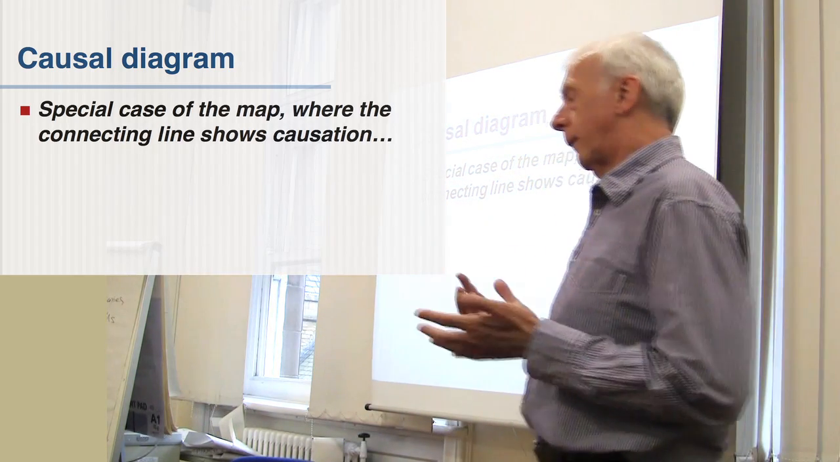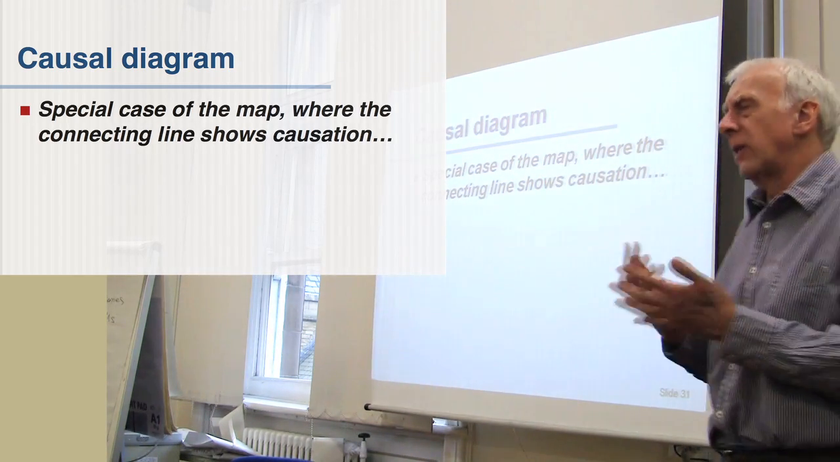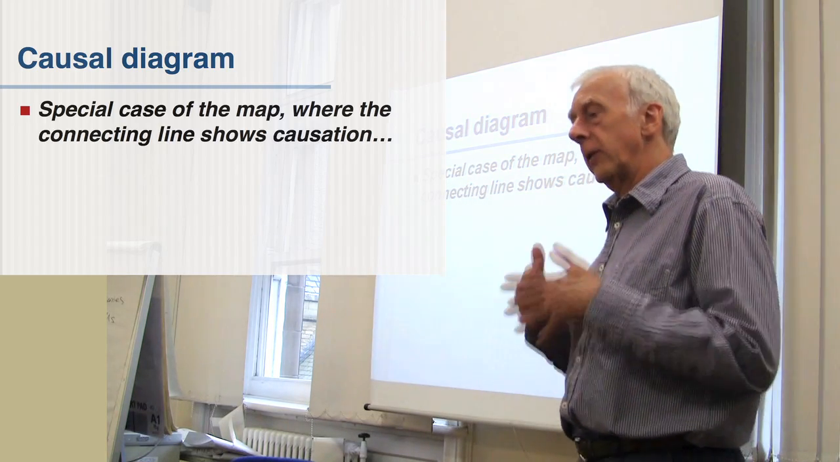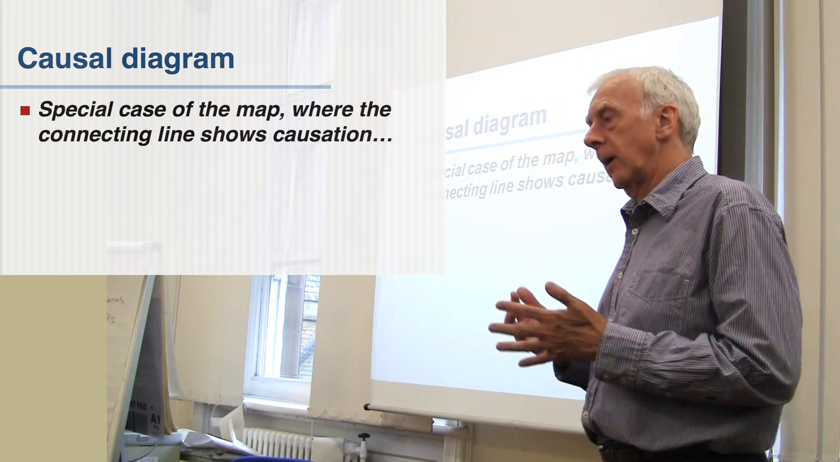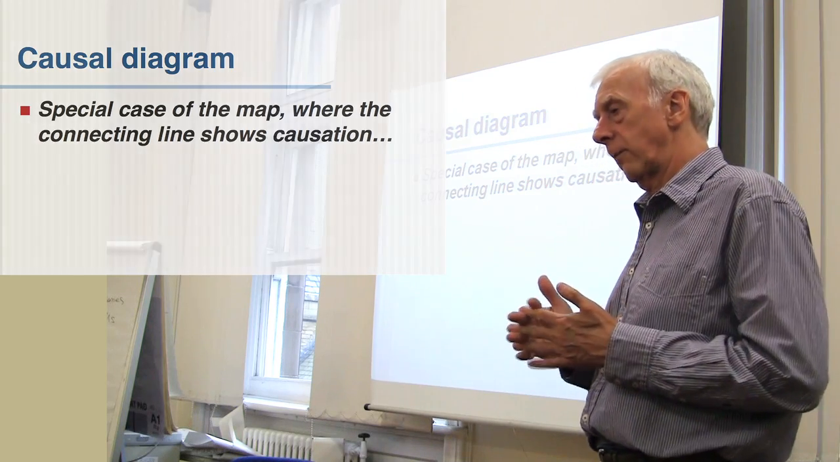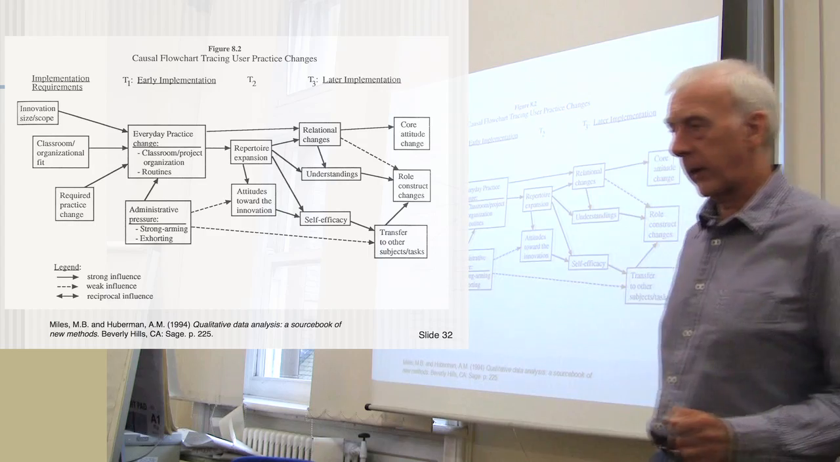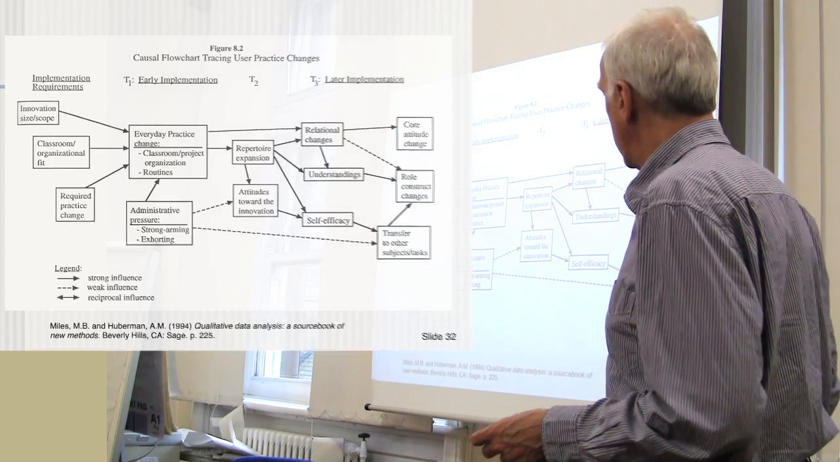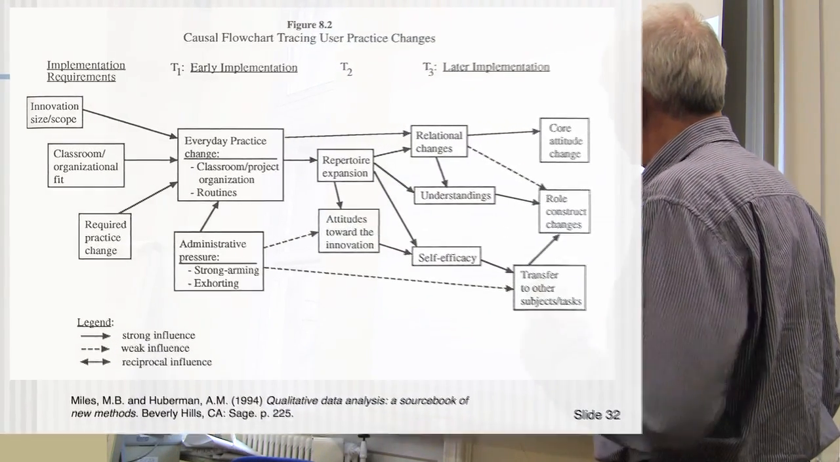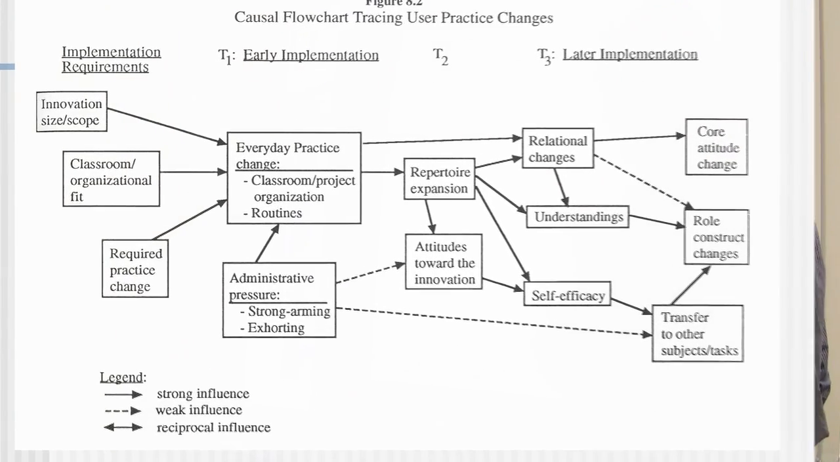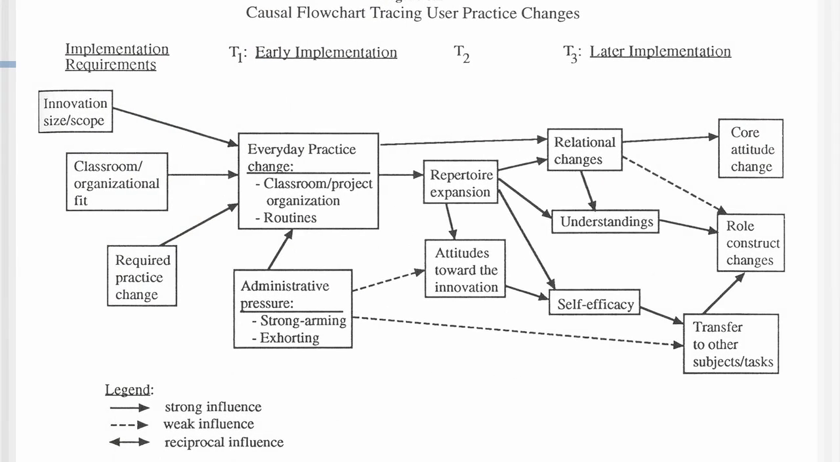Another kind of version of a flowchart is a causal chart. It's not really a flowchart because there's no flow here. The links, though, look like a flowchart, but they are indicating causal connections, one thing causing another. And here's an example again from Miles and Huberman of that, where each item is causing another. There's some kind of influence or relationship. They've indicated that by using different lines here. The single line with a single arrowhead is a strong influence, the dotted line a weak influence.